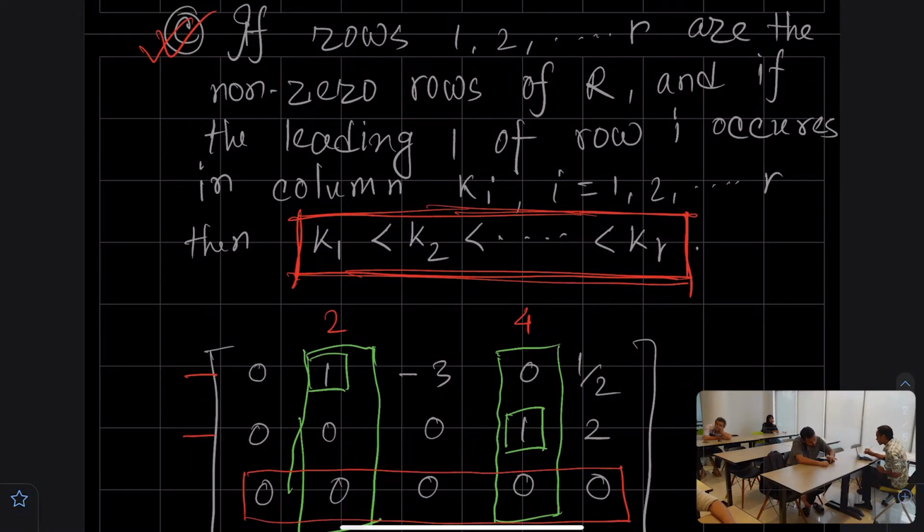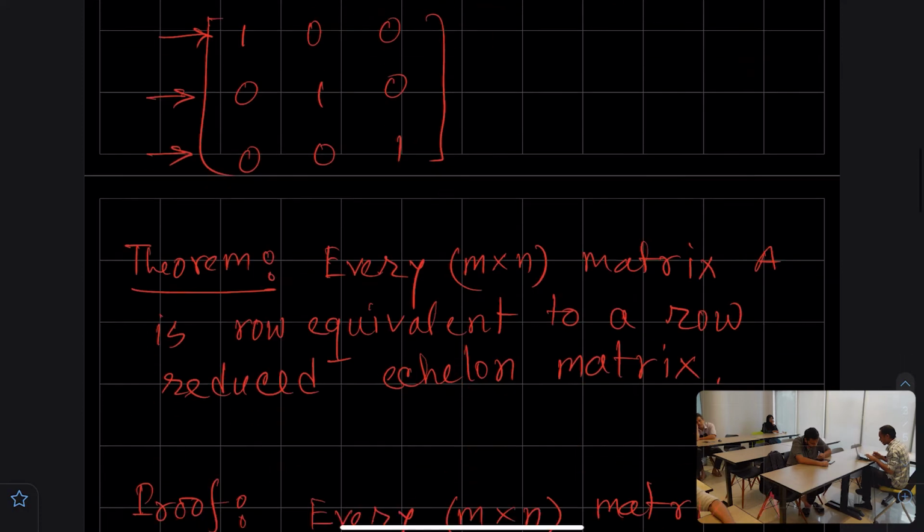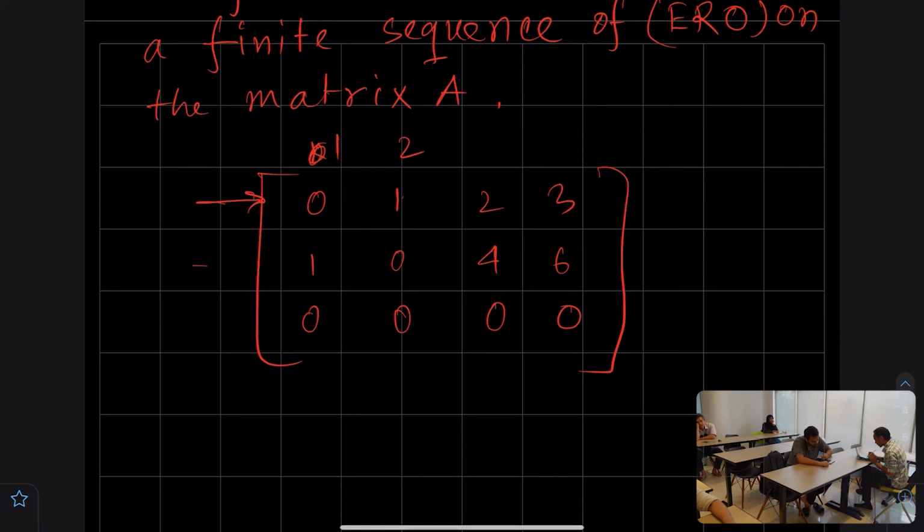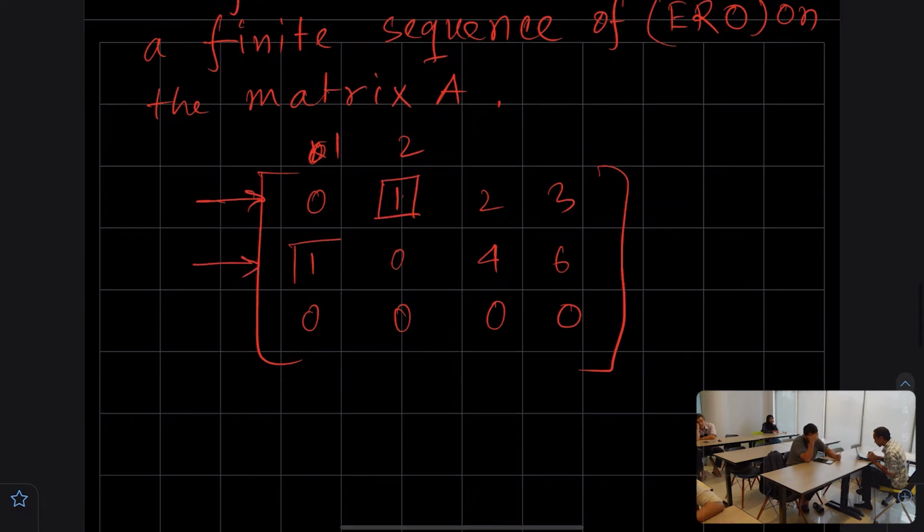If rows 1, 2, dot dot r are the non-zero rows of R, and if the leading one of row i occurs in the column ki, then it has to satisfy that k1 is less than k2 is less than ... kr. But here, as you can see, in this row and in this row, this is the leading one and this is the leading one, right? So is it satisfying the third condition of the definition? No.